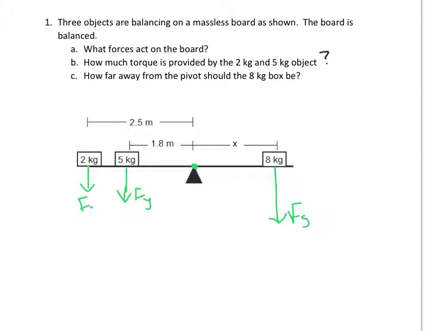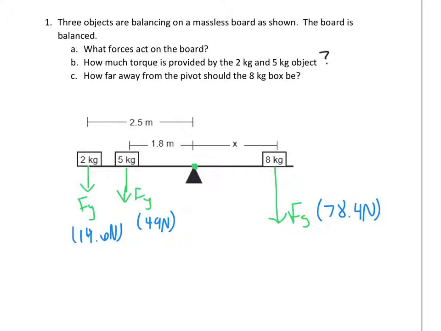So it would be the weight. And then we just want to add, so it's asking what are the forces acting on the board. So it's the weight of each of them. So 9.8 times 2, this would be 19.6 newtons. 9.8 times 5 is 49 newtons. And then 9.8 times 8 is 78.4 newtons.